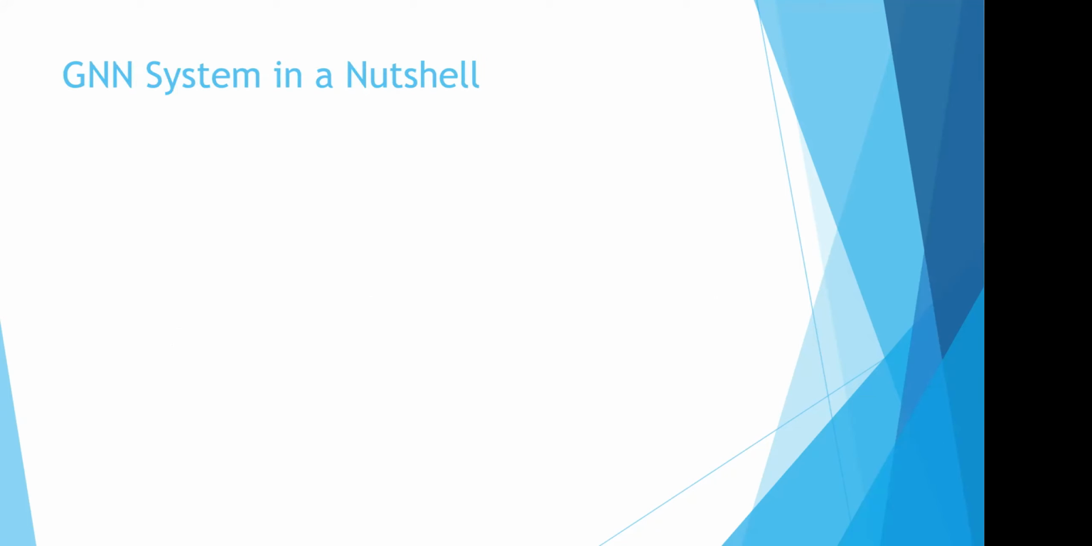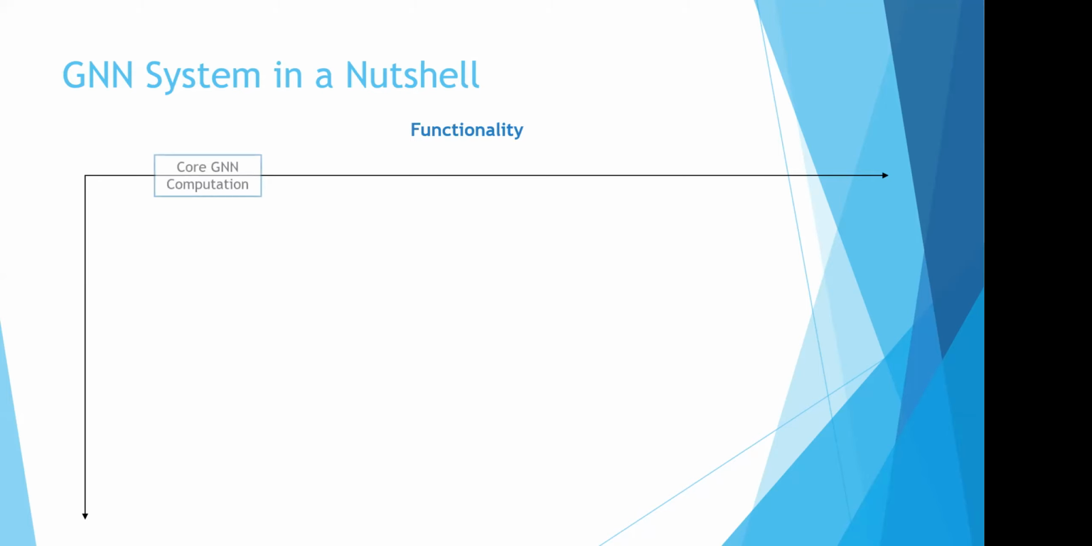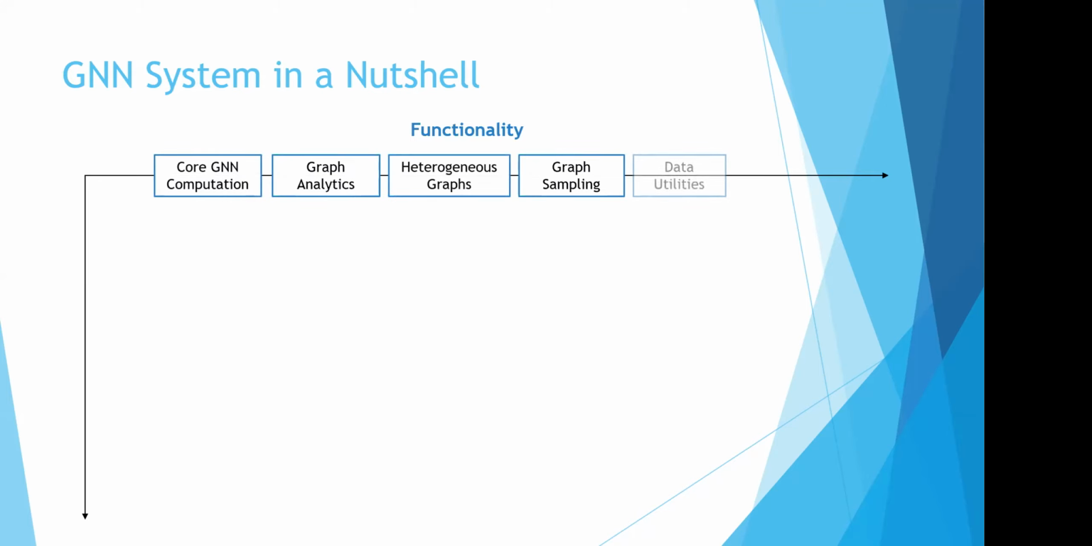Generally speaking, we can characterize a GNN system, its API, its interface, along 2 dimensions. The first dimension is functionality. As a GNN system, we have a lot of different functions and APIs. For example, core GNN computation, which is quite important for all the GNN modules, like message passing and these utilities. Graph analytics is another important aspect of graph neural networks.